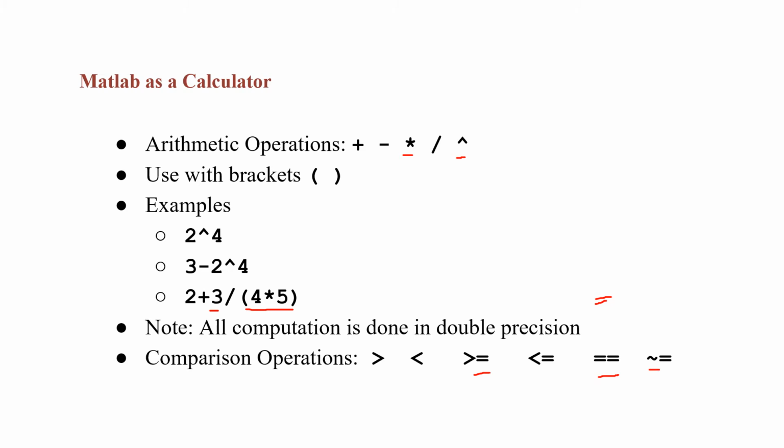The last operator here is the not equal. In other languages, it may be the exclamation mark, then equal. In MATLAB, it's simply tilde and then the equal sign.